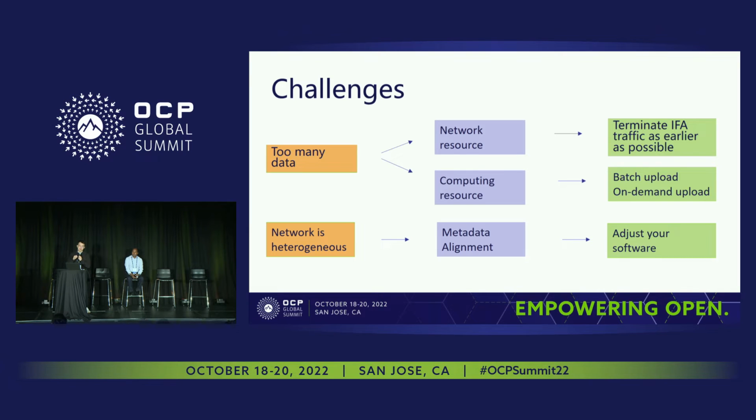So another challenge is the network is heterogeneous. That means you may have different vendors, different chips, and different chips may have slightly different alpha behavior. Some insert metadata at the beginning of your packet, and some append the metadata at the end of your packet. So we don't have too many choices for that. The only thing we did is adjust our software. After we collect all the metadata, we reorder them and generate a report to send to our ops team.